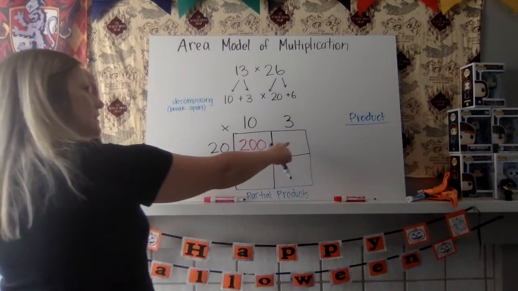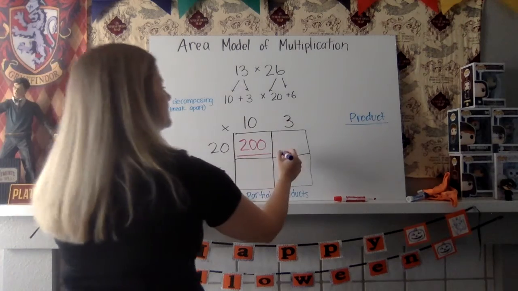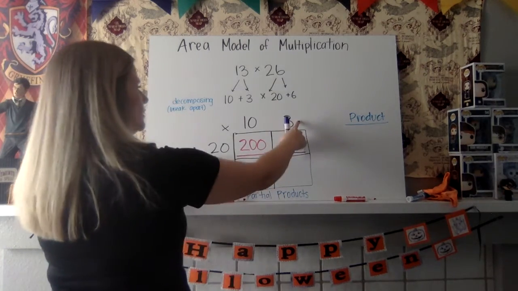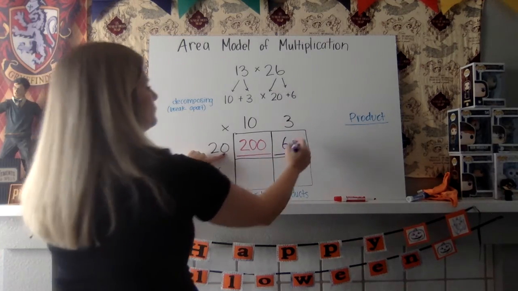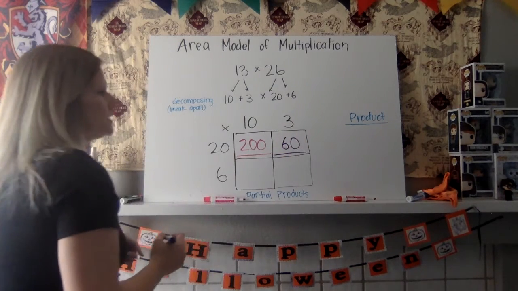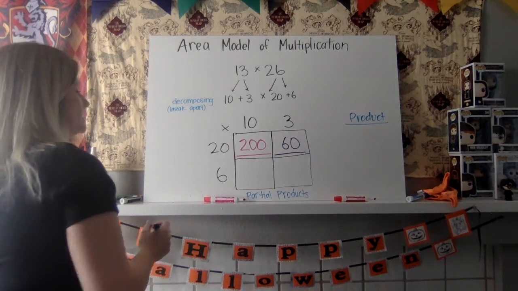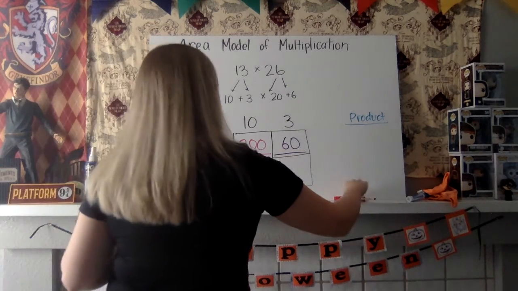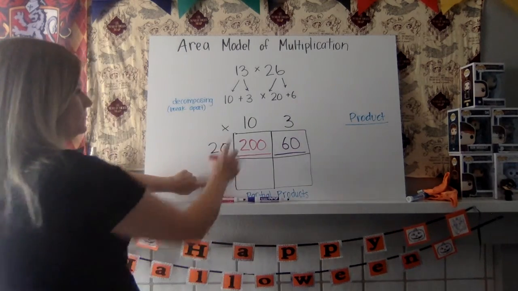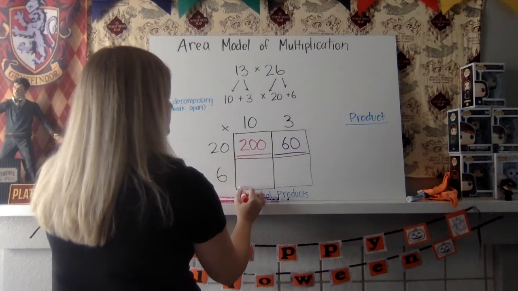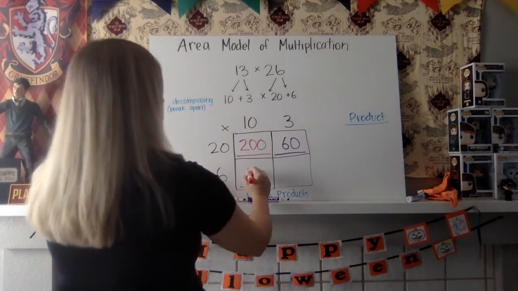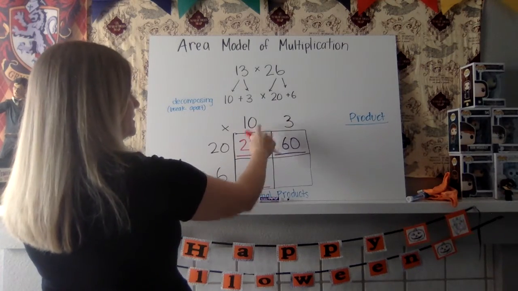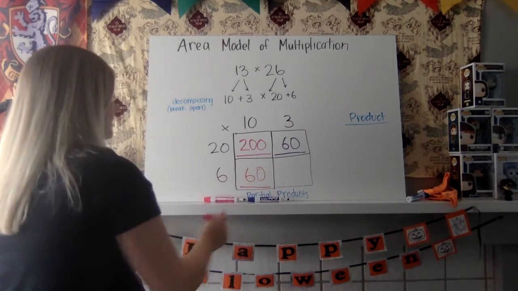Now we're going to just go across. 3 times 20 is going to go in this box right here. 3 times 2 is 6. Because of our powers of 10 rule, we have 1 zero in our answer. So the answer is 60. 3 times 20 is 60. Okay. Next step. We're going to do 10 times 6. That's going to go into this box right here. So again, 1 times 6 is 6. Because of our powers of 10 rule, you have 1 zero in your answer.